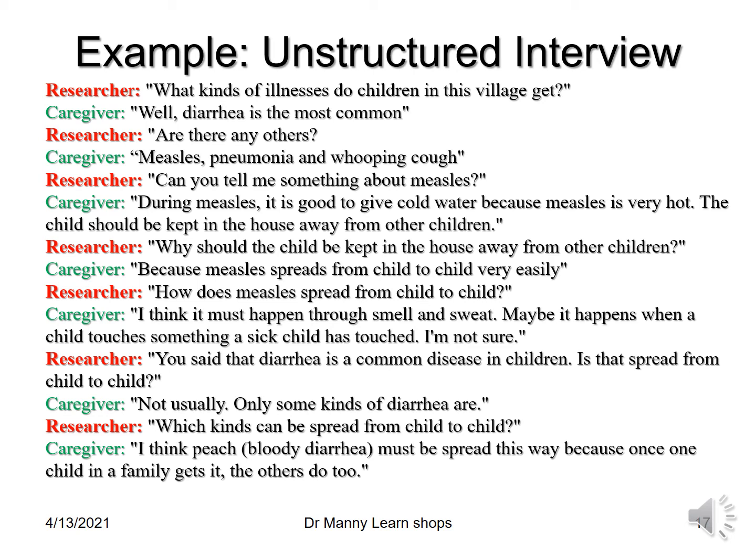The researcher wants to probe further. Which kinds can be spread from child to child? The caregiver: I think peach, which refers to bloody diarrhea, and this is spread in a way because once a child in a family gets it, others tend to get it as well. So the unstructured interview can lead in any direction that the researcher chooses to follow in relation to further probing questions.